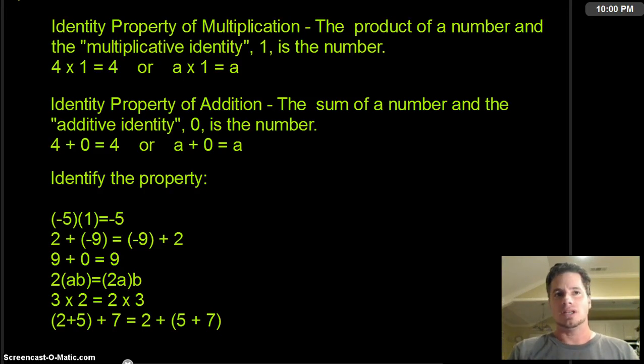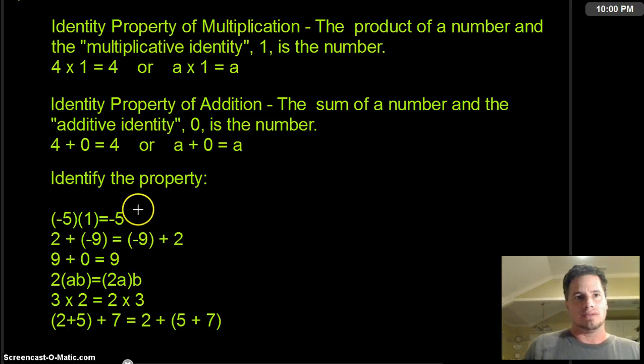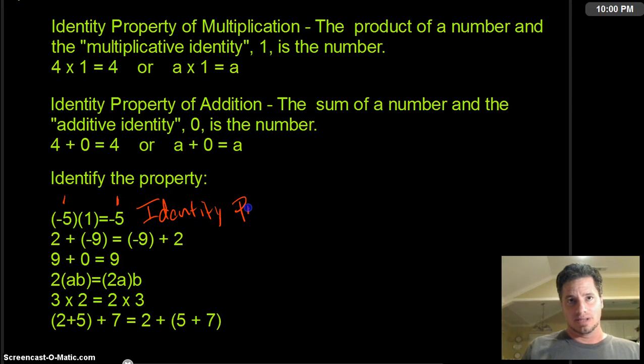Okay, so let's identify the properties. Let's look at this list we have down here. -5 times 1 equals -5. Well, which property is that? Well, I started out with -5. I end up with the -5. It kept its identity. That's the identity property of multiplication.